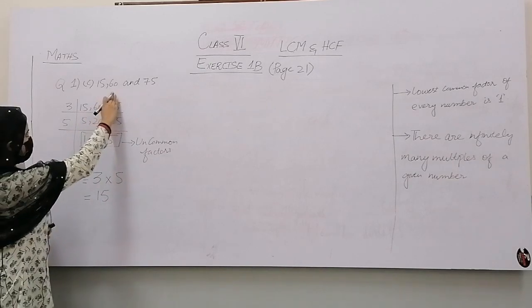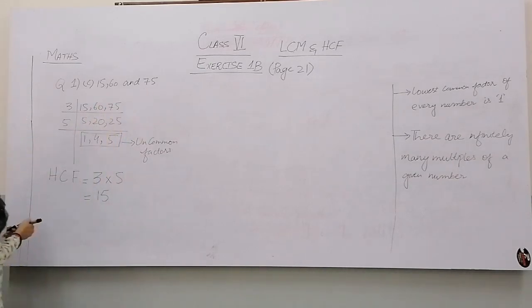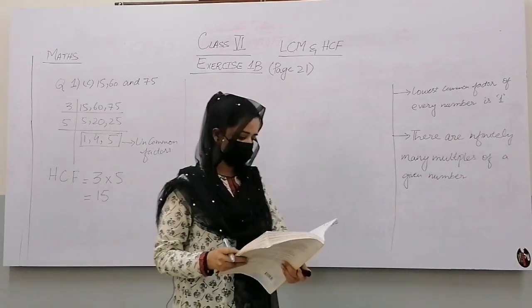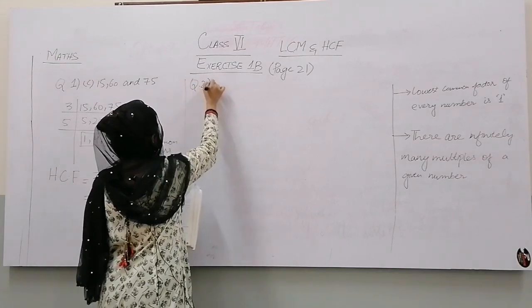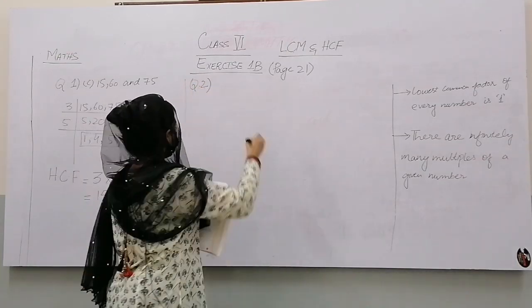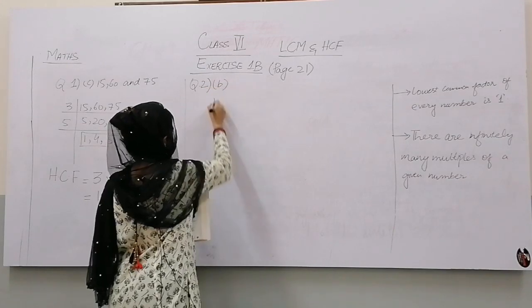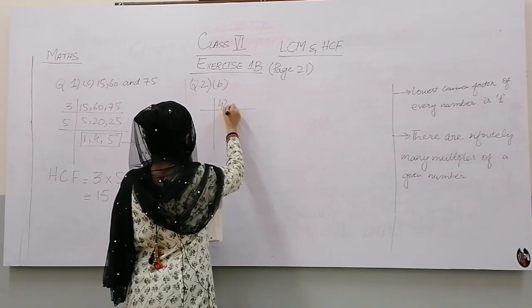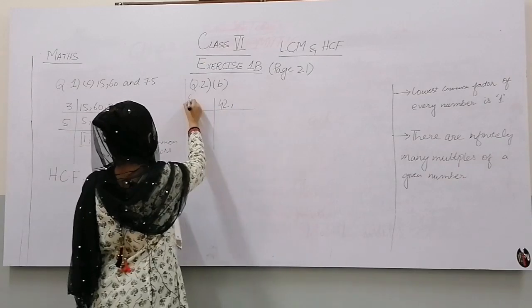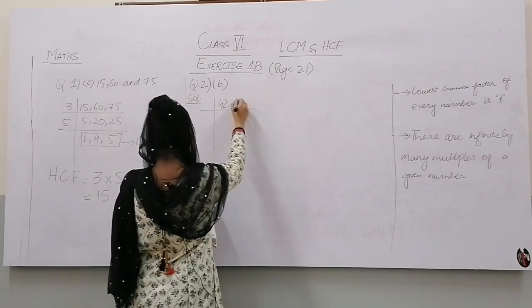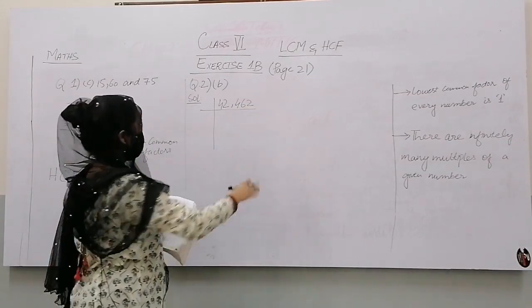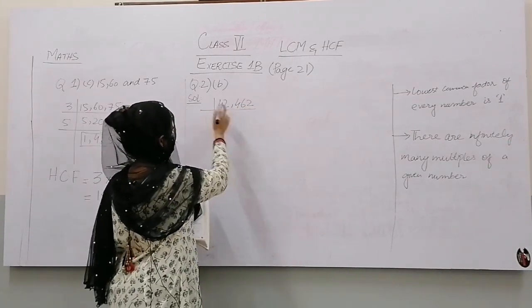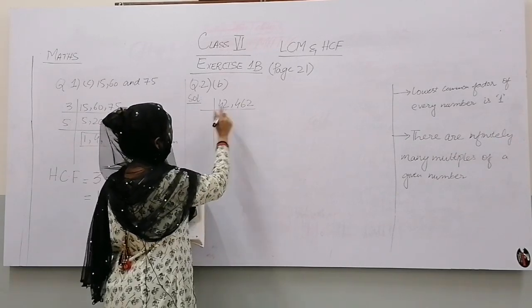So 15, 60 and 75. Their HCF is 15. Next question is, find the lowest common multiple or least common multiple. That's the same thing. Question number 2, part D. Make a table 42 and 462. You can clearly see that these both numbers are divisible by 2 as they end in even numbers.